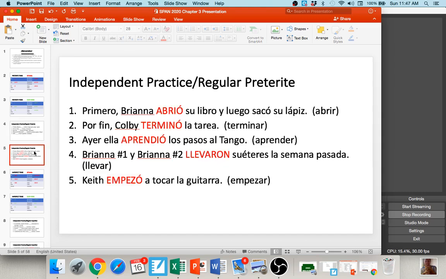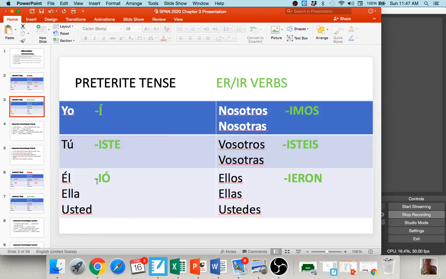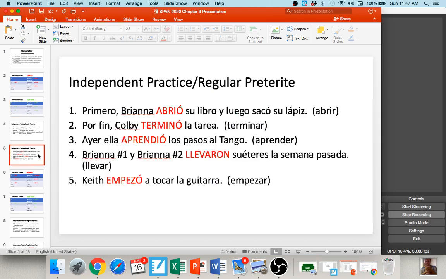Okay, now that you've had a second to try these, let's talk through how you might arrive at the correct answer. So number one tells me that primero, first, Brianna abrir su libro y luego sacó su lápiz. So first she opened her book and then she got out her pencil. So if abrir is my verb for to open here in parentheses, we're going to chop off our IR. Brianna would be she. So we're going to use this él, ella, usted box and end up with abrió.